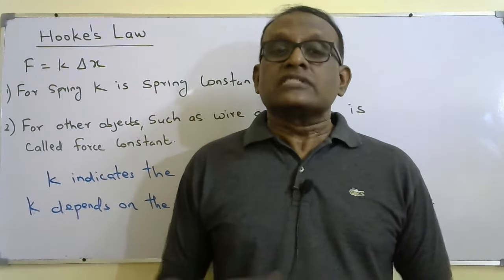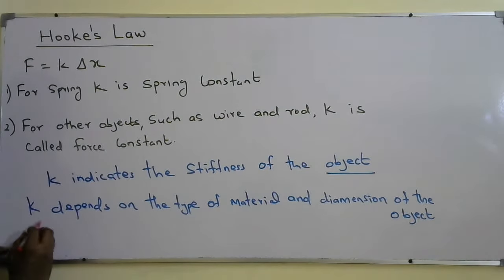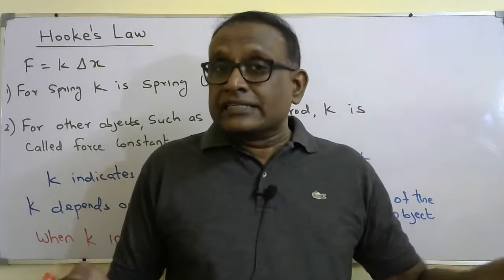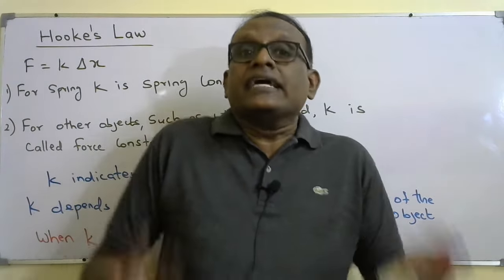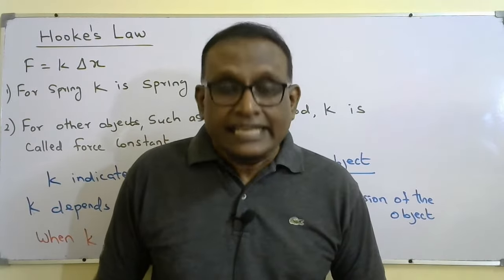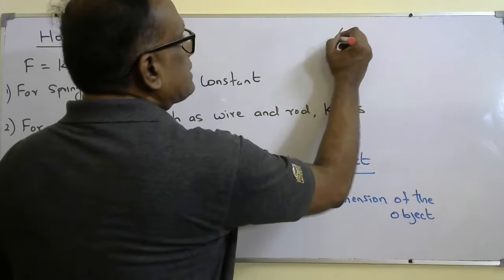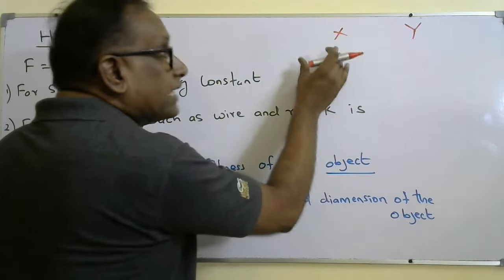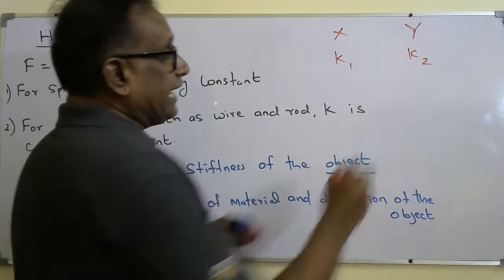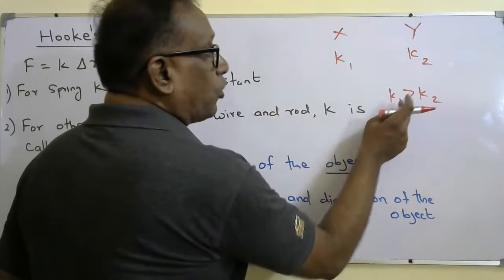K indicates the stiffness. Stiffness means how much it can oppose or resist the deformation. So the higher the K, the stiffer it is. Higher K means more force is needed to have the same deformation. For example, imagine there are two springs X and Y. One has spring constant K1, the other has spring constant K2. K1 is greater than K2, which means spring X is stiffer than spring Y.